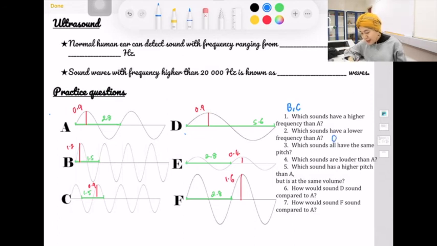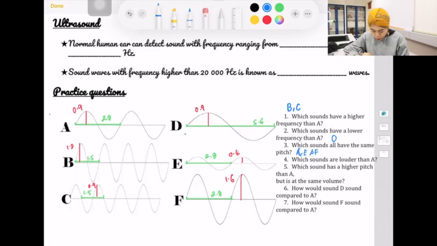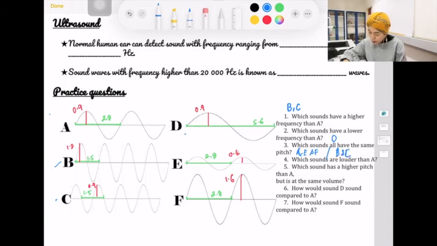So D. Then the ones that have the same pitch, which means the same wavelength, will be 2.8: A, E, and F. But we also have 2 others that have the same frequency as well, which are B and C. And then question 4, which sounds are louder than A? Here we're going to look at amplitude. A is 0.9, so you want something louder, so it should be more than 0.9. In this case you have 1.2 here and 1.6. So the answer will be B and F.